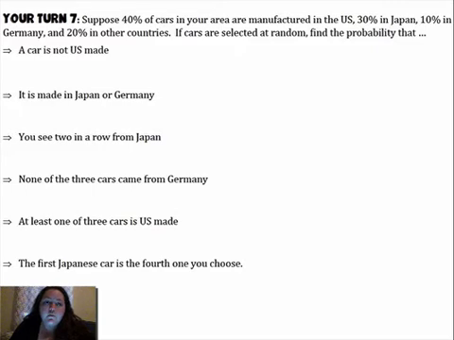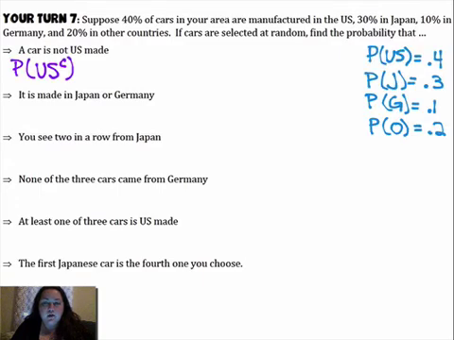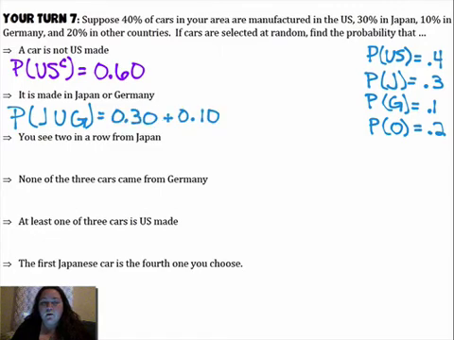Alright, your turn. Suppose 40% of cars in your area are manufactured in the U.S., 30% in Japan, 10% in Germany, and 20% in other countries. If cars are selected at random, find the probability that a car is not U.S. made. Alright, so you should be able to do these. The probability that they're not U.S. made is the complement of U.S., which is 60%. Alright, it's made in Japan or Germany, so the probability of Japan or Germany would be 0.3 plus 0.1. There's no overlap, so 0.40.